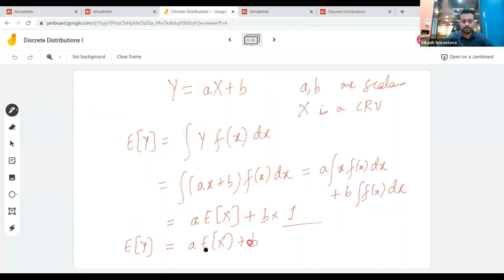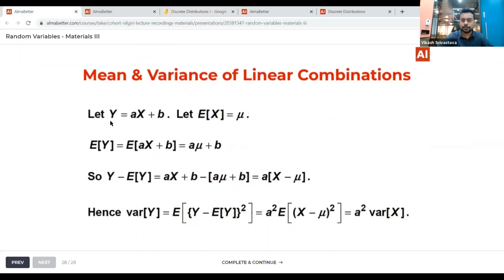Of course it's just about what you're calling this. Usually this is called the mean or expected value of x, and this is denoted as mu. So you can write simply this as a mu plus b. Okay, so this is what the state of things are.